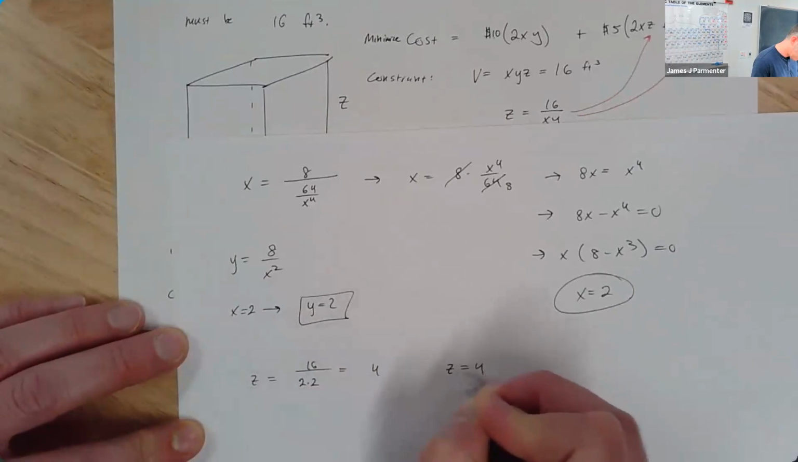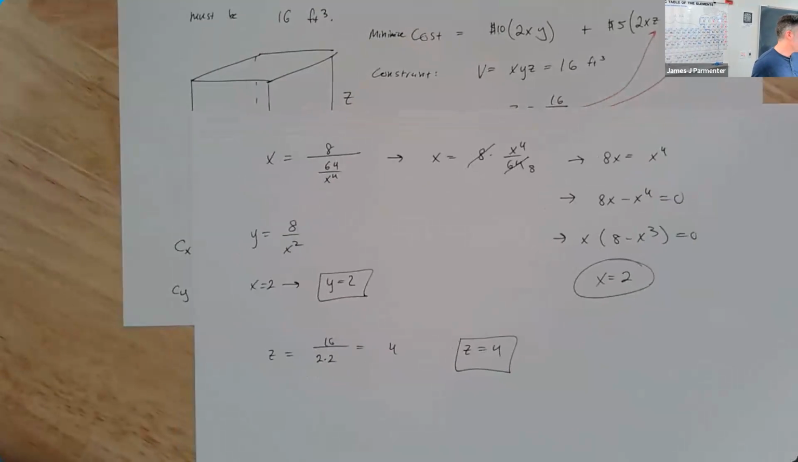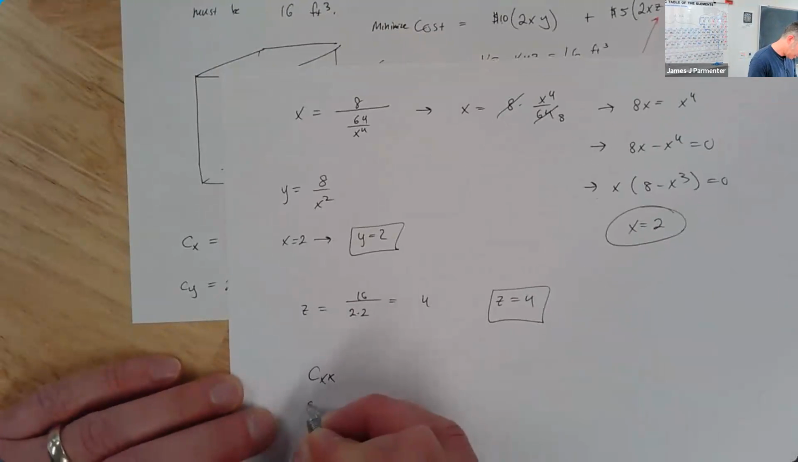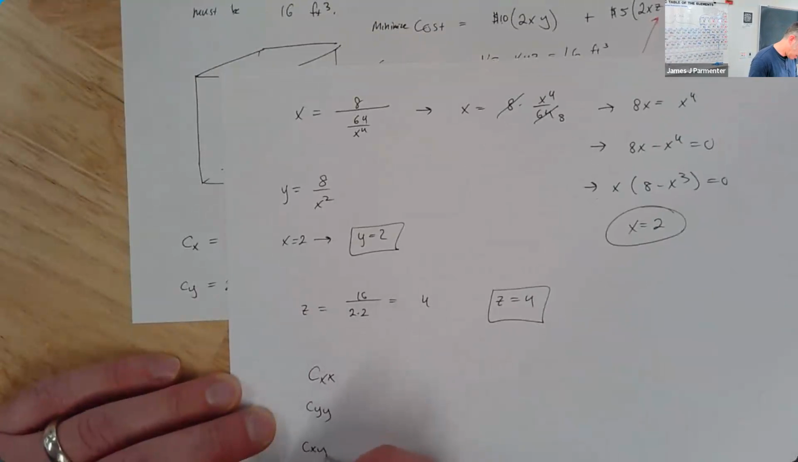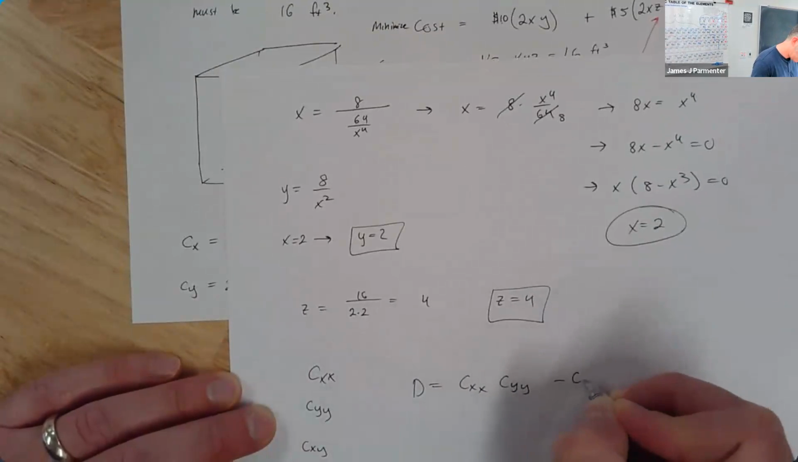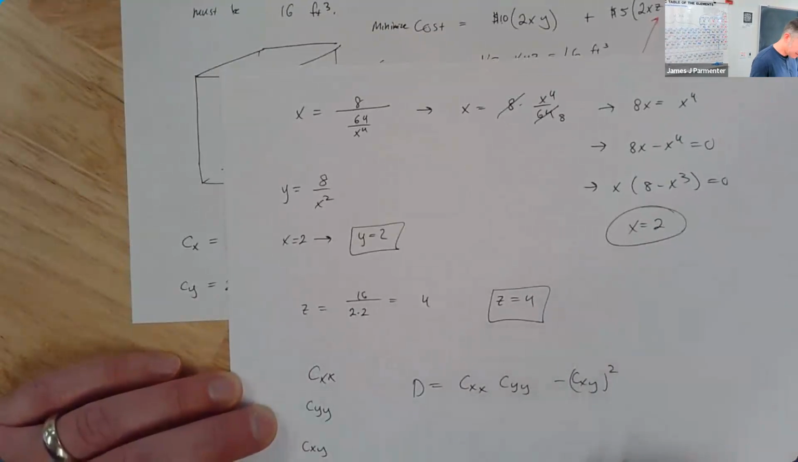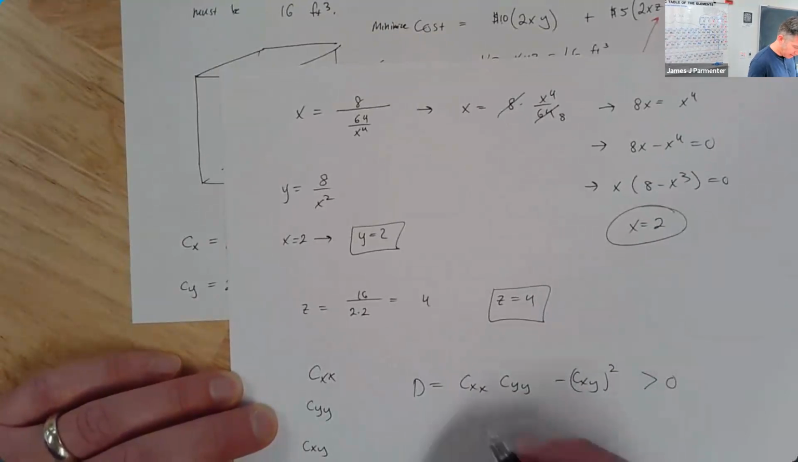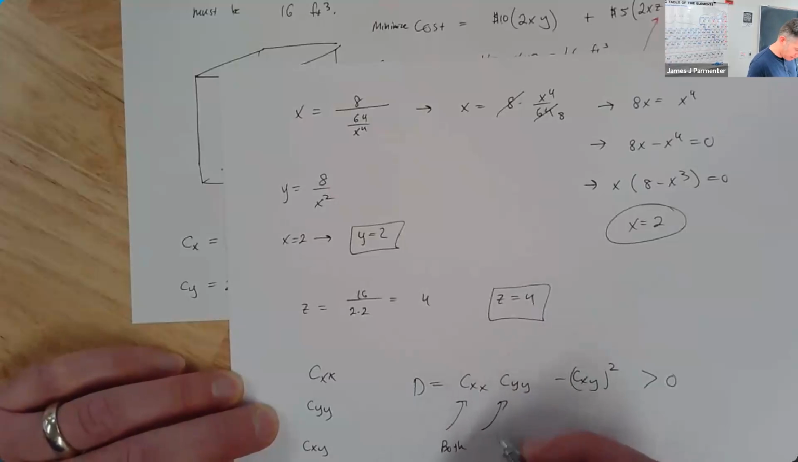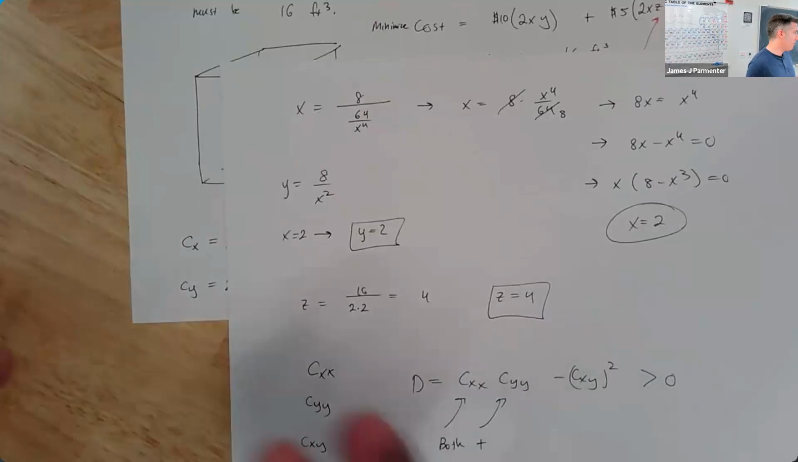So those are the points. While we didn't check, and we're out of time, so we're not going to check, we could check to see it's a minimum, right? So then you would find Cxx, Cyy, Cxy, and then calculate D. And what you should get is that D is positive, and both of these are also positive. So that it is a max or a min, and then it's concave up, so it's a min.